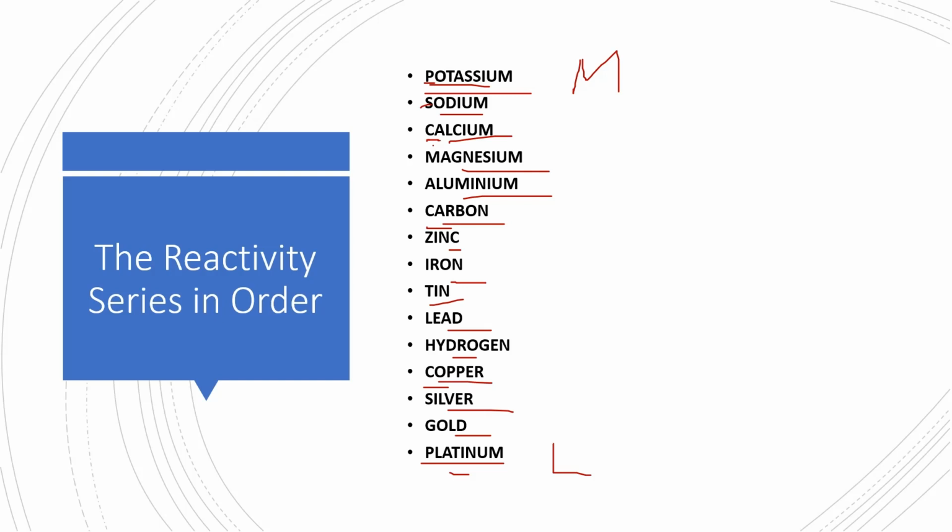Instead, we'll be using the link story or story link method here. It's a much easier way. Again, you see there are two S's here. One is sodium and one is silver. So which one comes first? By using the story link technique, we eliminate any form of confusion.